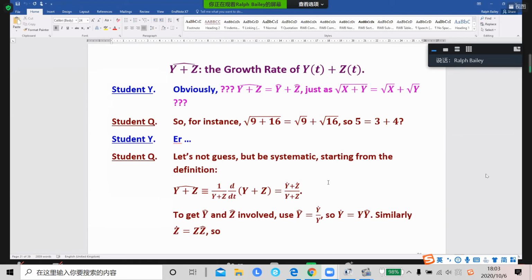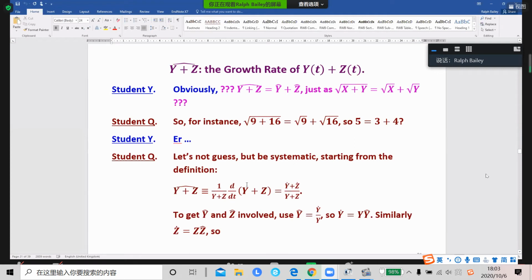Student Y does tend to make these extravagant guesses just to make things simple. They would tend to assume that the square root of a plus b is the square root of a plus the square root of b. That's not true. There are cases where it's true, no doubt, perhaps if b is 0, but in general it's not true. So if you don't want to be student Y, you've got to be a bit more systematic.